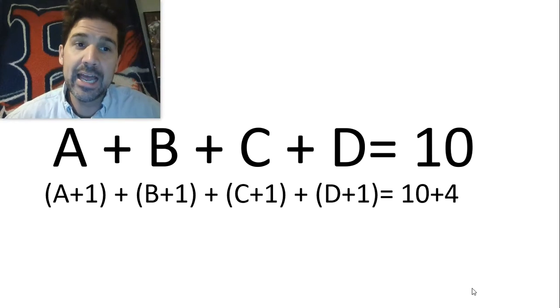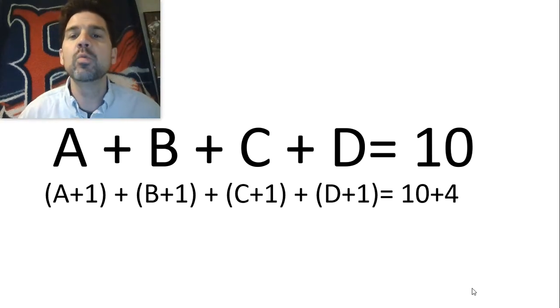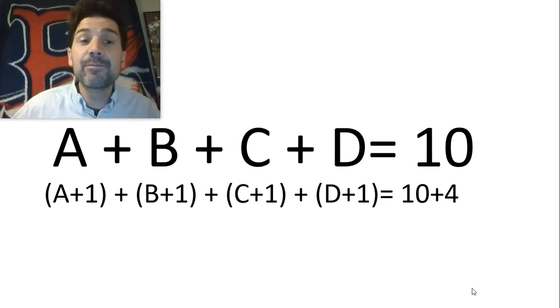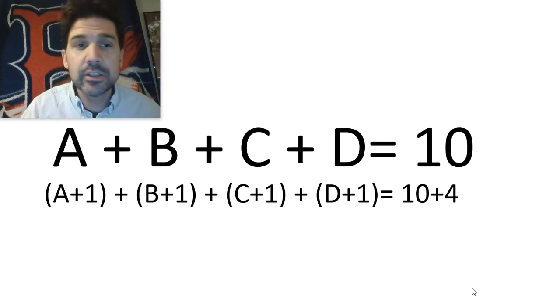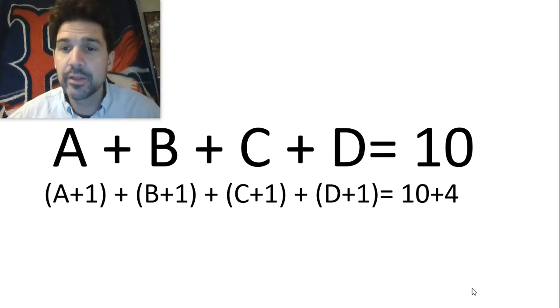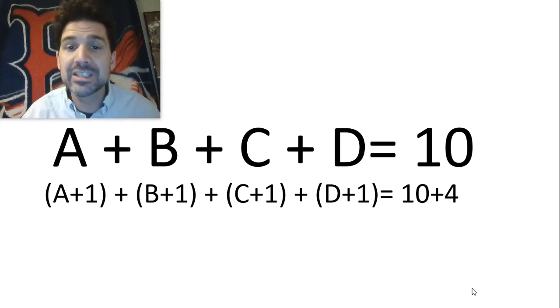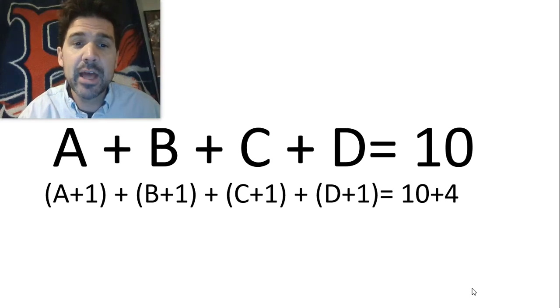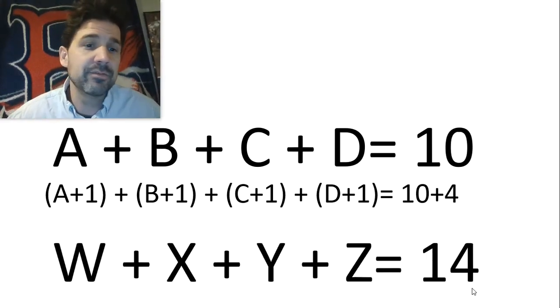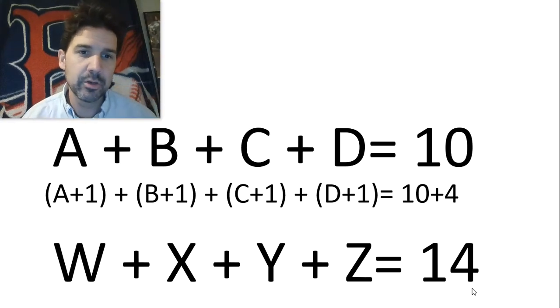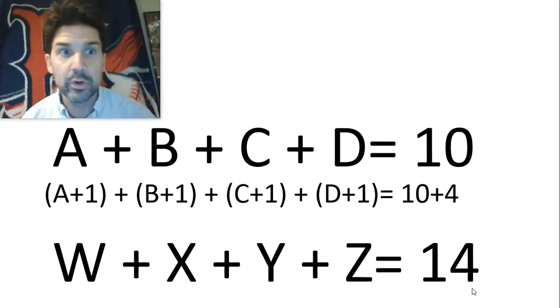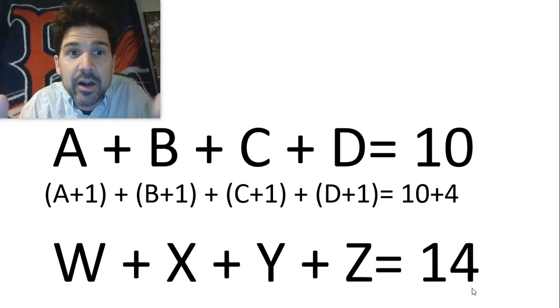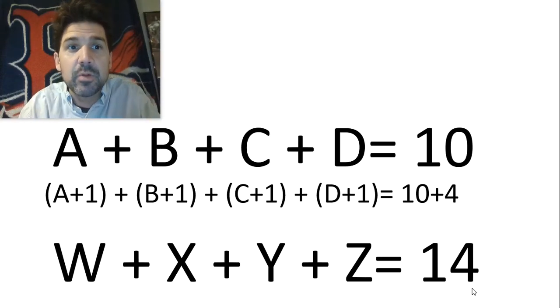Add 1 to A, and add 1 to B, and add 1 to C, and add 1 to D. And so if you're adding 4 on one side, you have to add 4 on the other. So you always add 1 to each of the variables that you're working with. So in this case, we're going to add 4 to both sides. And so that basically just breaks it down to a brand new equation. I can replace A plus 1 with W, B plus 1 with X, C plus 1 with Y, and D plus 1 with Z, and that equals 14.